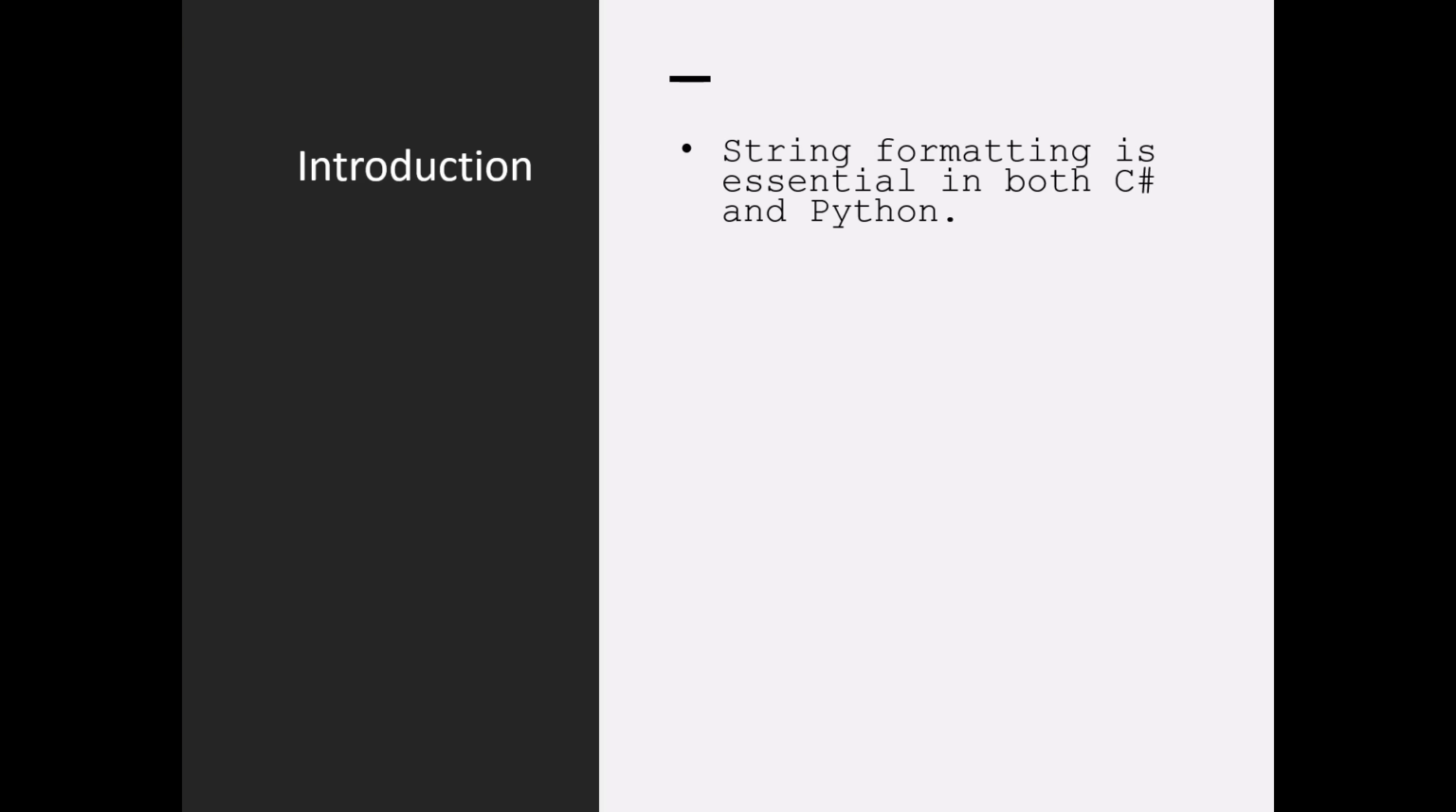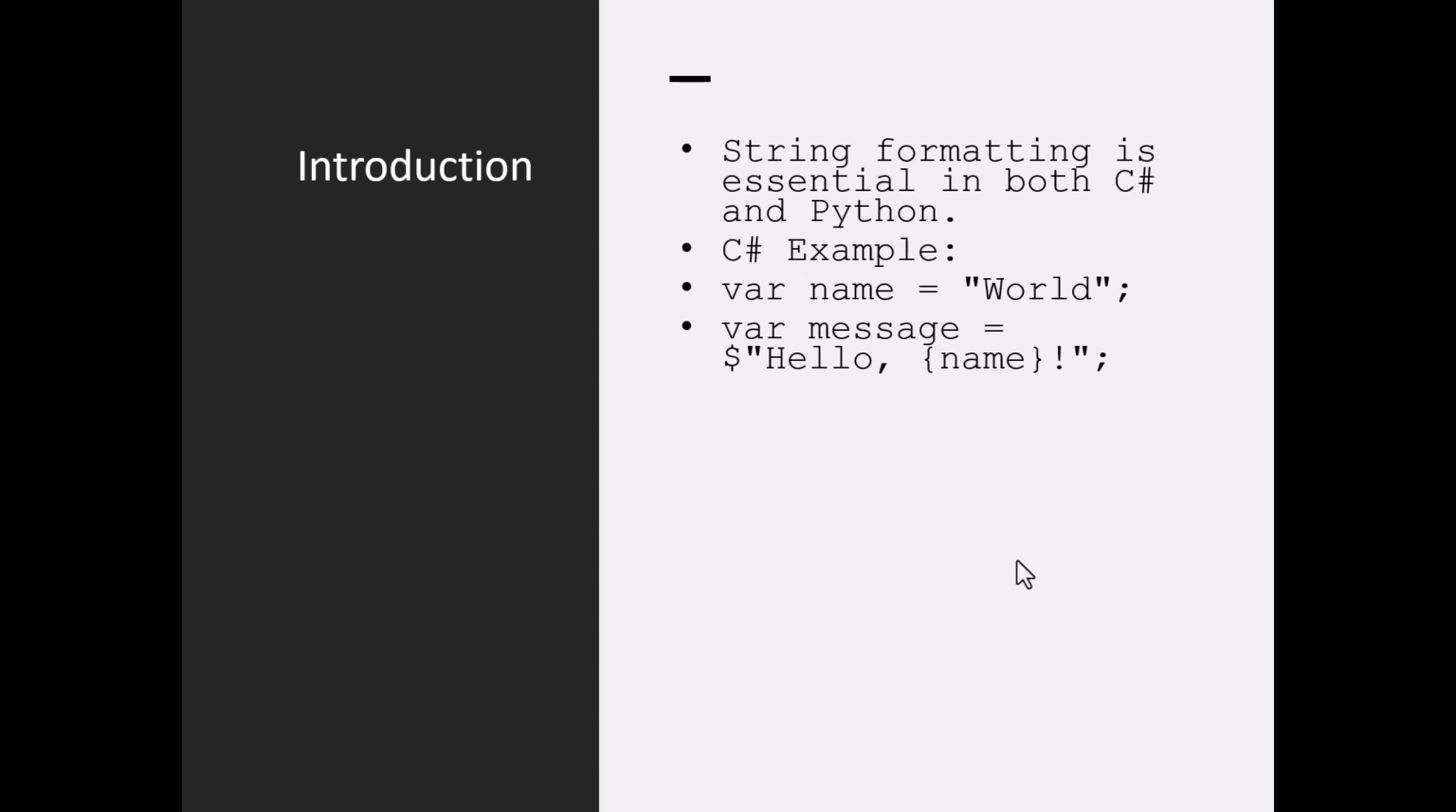Okay, so let's see. Now, string formatting is essential in both C# and Python. Now we've got a C# example, and I'm going to show you everything in Visual Studio Code in action. So var name equals world, var message. This is the string interpolation. For those of you who have come from a C# and .NET background and are trying to switch over to data science with Python, this must be very familiar to you. So var message equals string, $ sign within double quotes, then Hello, comma, within curly braces name, and then exclamation mark, and the double quotes close and semicolon, and then Console.WriteLine this message.